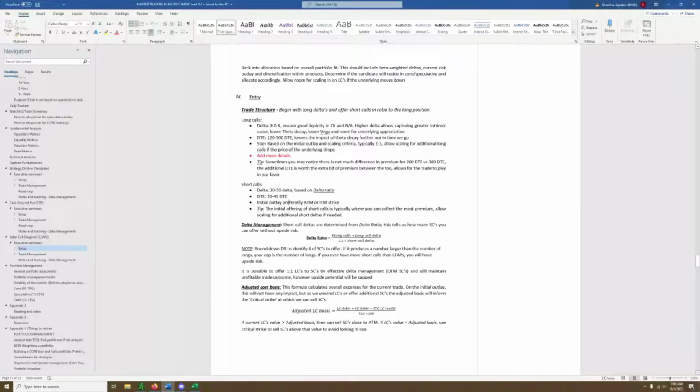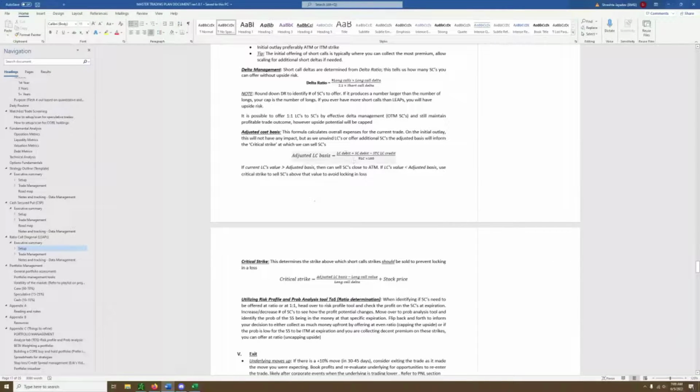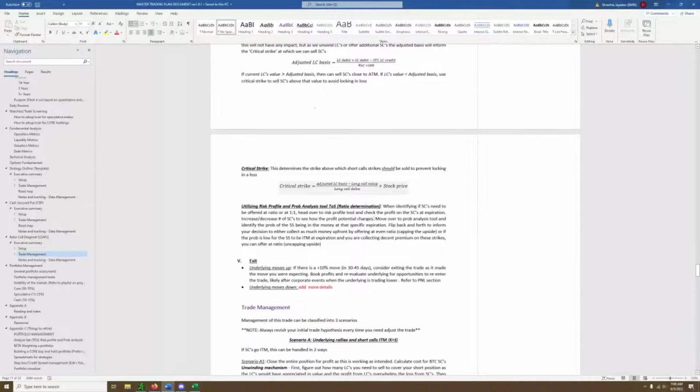And delta management, we went through this a while ago. You had some trouble with the delta ratio, so we can go over it. I think I've got a good handle on it now. Cool. The delta ratio will inform me how many short calls I can sell, and then the adjusted cost basis and critical strike will help out. And I wrote a little bit of notes on how to use the probability analysis and the risk profile tool in Thinkorswim.